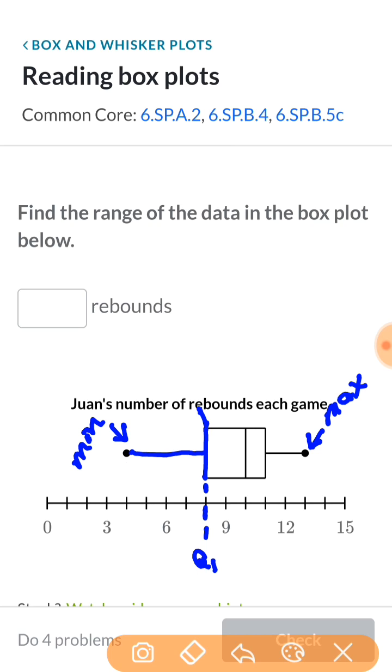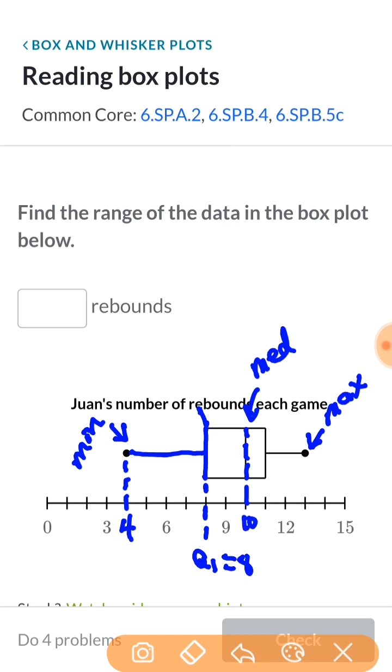And if we go backwards, actually, the minimum for this data set in particular, if you just look below it, you can see that the minimum must be 4. Q1 is going to be at the end of quarter 1, which is right here, which you can see is 8. Then the next line, if you just follow it down, you can see that it crosses the number line at 10. And this is called the median. So the median for this data set is at 10.